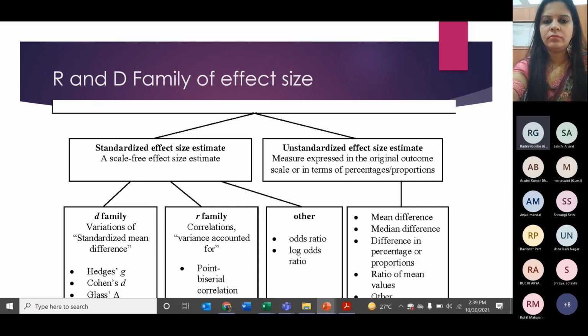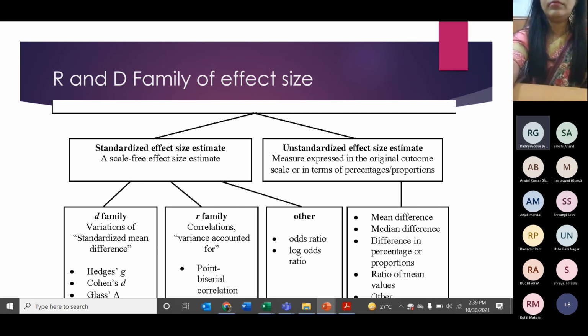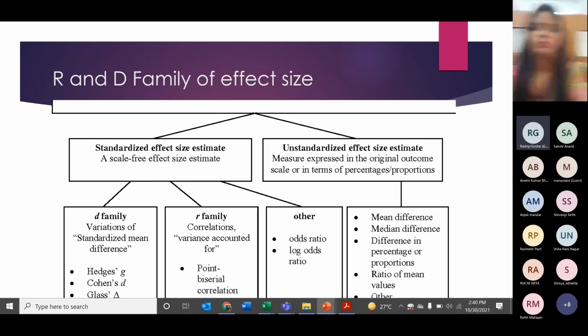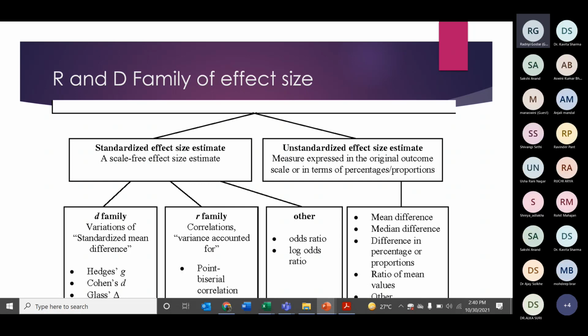But primarily, we divide the effect size into broadly three categories. So there is something called a standardized effect size, in which we have the D family, the R family, and the other family. So when we talk of the D family, it is actually the effect size which is most prominently used in meta-analysis. And this is the original effect size that was prevalent in the medical sciences.